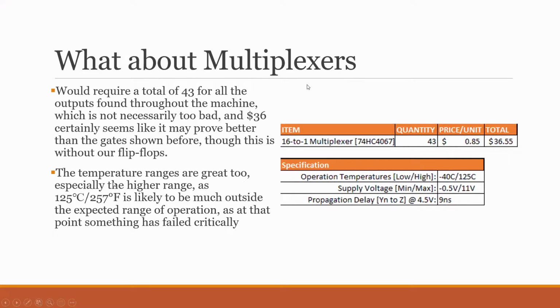So I decided, what about multiplexers? Because multiplexers are, as we learned, pretty neat. They're pretty flexible. Just the multiplexers alone would be around $36 total. The operation temperatures would be pretty good. It's just going to be inside of a console, so I'm not expecting extreme temperature in either direction. The supply voltage works with a very large range of voltages, and the propagation delay in this case doesn't really matter, since I mentioned before my clock is pretty slow, but regardless, the propagation delay, at least at 4.5 volts, would be very, very small.